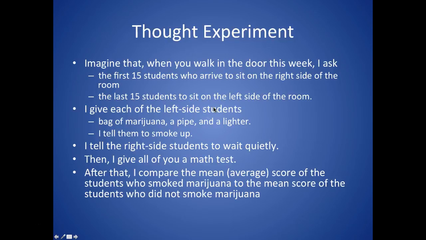I give each of the left side students a bag of marijuana, a pipe, and a lighter, and I tell them to smoke up. I tell the right side students to wait quietly. Then I give all of the students a math test. After that, I compare the average score of the students who smoked the marijuana to the mean score of the students who did not smoke marijuana.